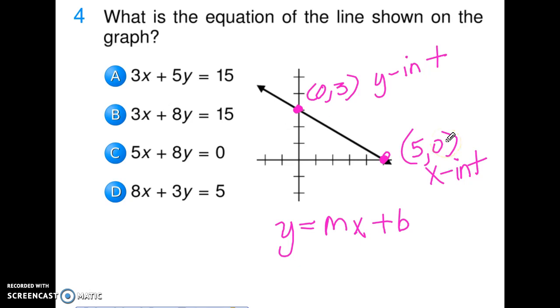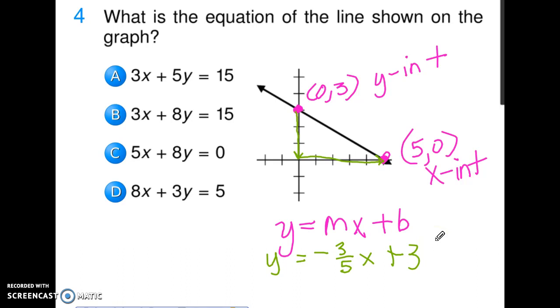There are several different ways, but the easiest way would be to look at the problem and say, I'm going down 3 and right 5, which makes my slope -3/5. So y = -3/5 x, and we already found out that our y-intercept is 3. So the question now is, how would I make this equation, which is in slope-intercept form, match up to one of these, which is in standard form?